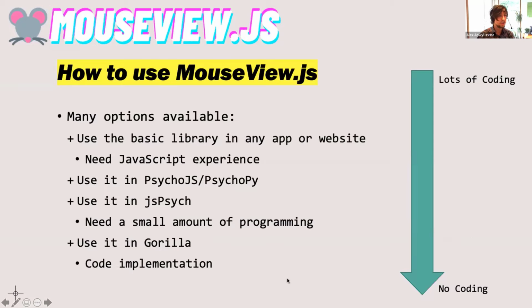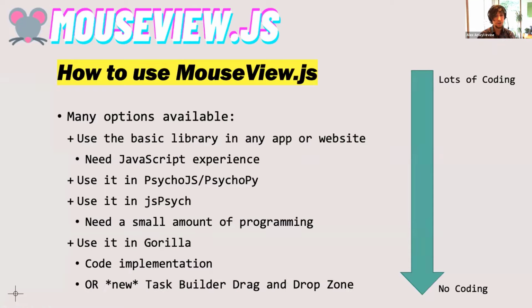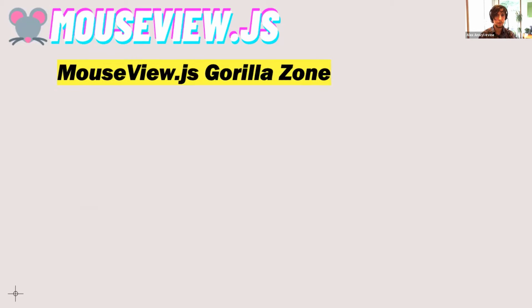So in Gorilla, you can use the code implementation, which allows you to customize things a bit more. But you can use their task builder, and they've recently created a drag and drop zone that involves absolutely no coding at all. And that's what I'm going to show you how to use today. Okay, so we have a Gorilla zone.